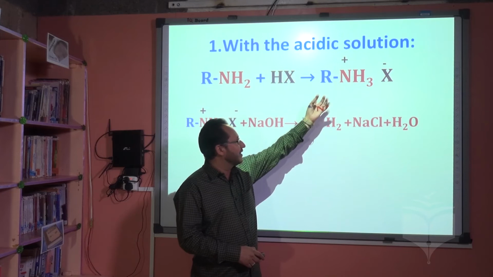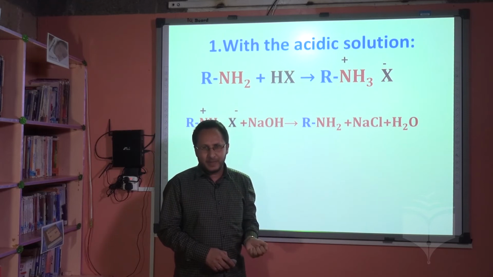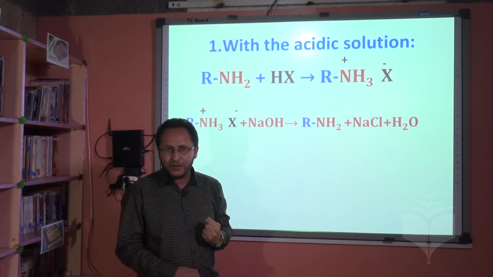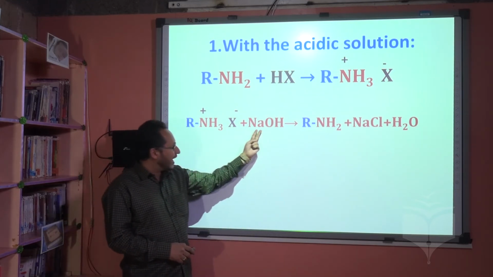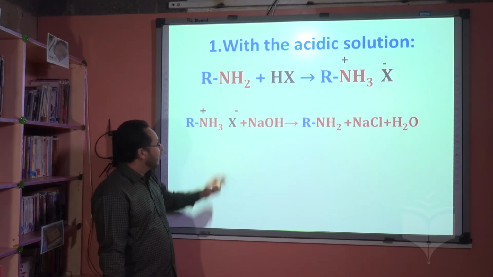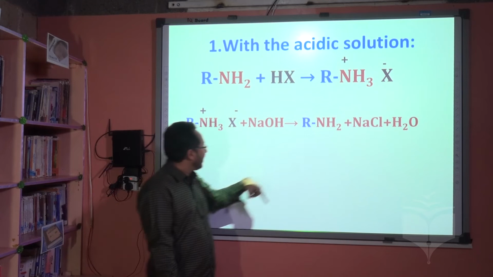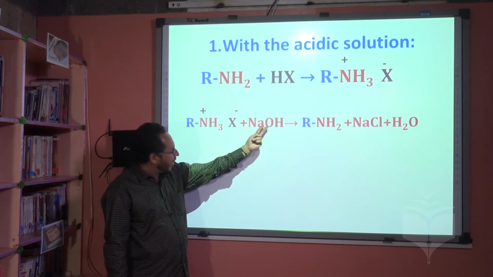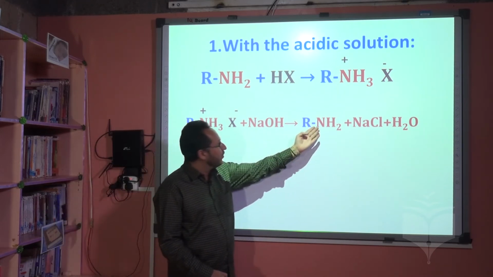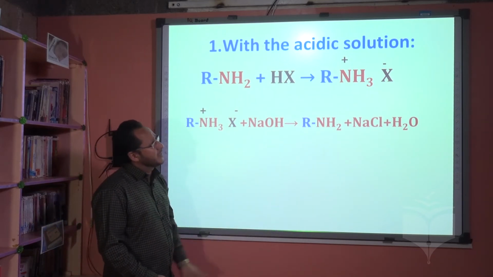If you want to extract this amine from its salt, amines are bases, but weak bases. So you need a strong base to extract it from its salt. So we have to add sodium hydroxide as a strong base. Now, in this reaction, the sodium atom takes X as NaX, and then OH takes one hydrogen atom as H2O. And now we have the amine, RNH2.